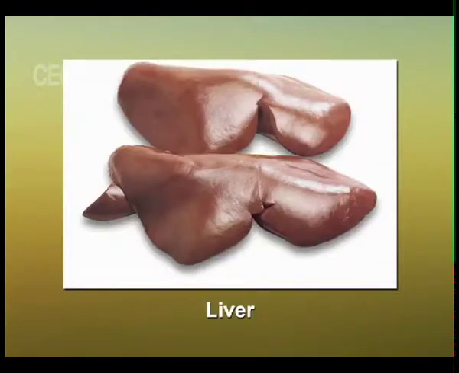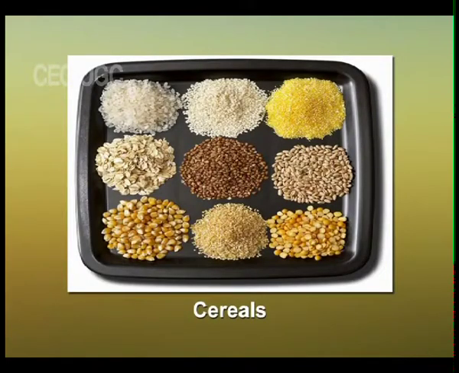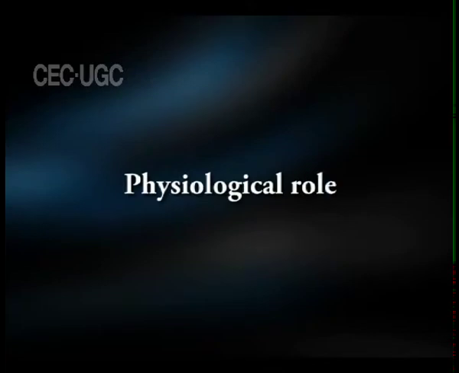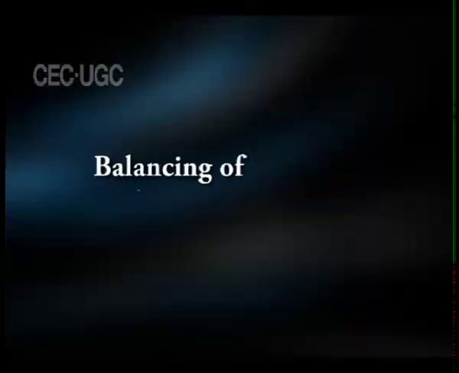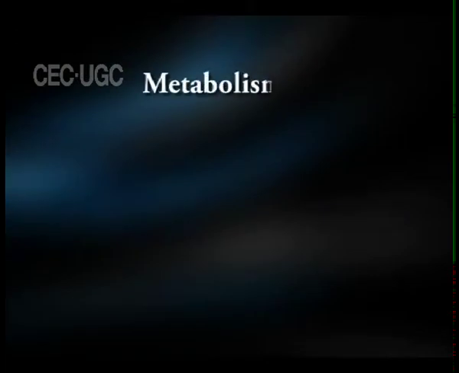Liver, meat, fish, yeast, cereals, and legumes are a rich source of pyridoxine. The physiological role: pyridoxine is required for the balancing of hormonal changes in women as well as assisting the immune system and the growth of new cells. It is also involved in metabolism of proteins, fats, and carbohydrates.